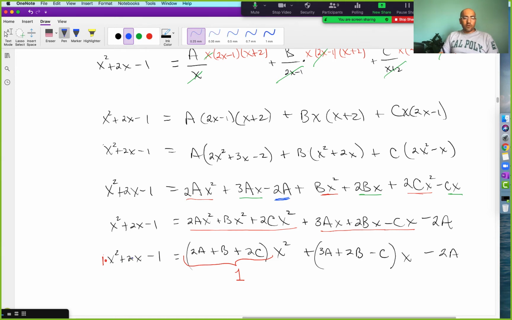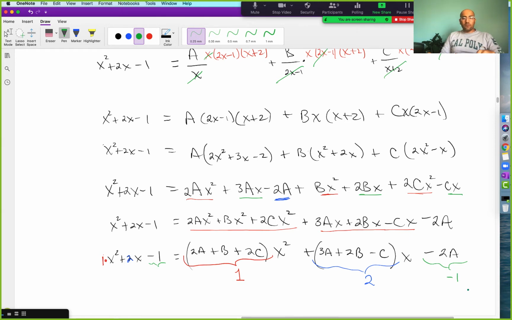And then the term in front of the x to the power of 1 is a 2. Right? So this part here is a 2. So that lets me conclude that this whole thing right here must be 2. It's the term in front of it. Good. And then finally, the term that doesn't have any x's at all, the constant, is -1, which makes me conclude that this must be -1.